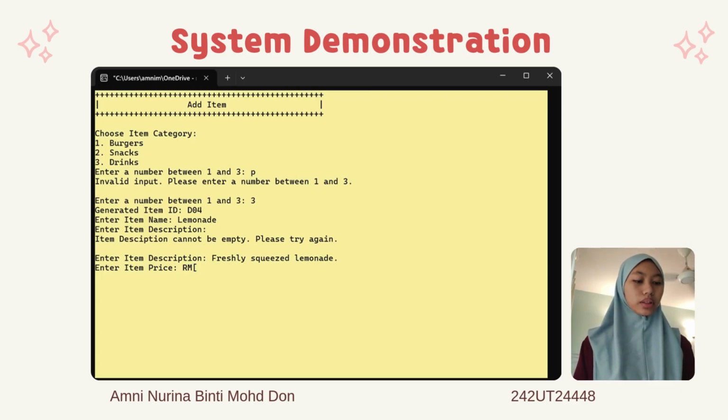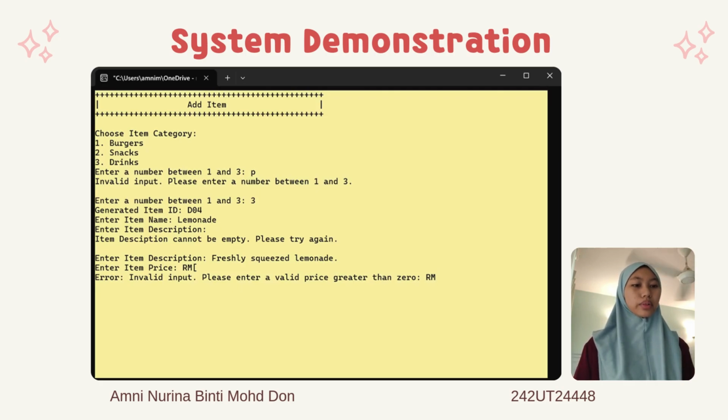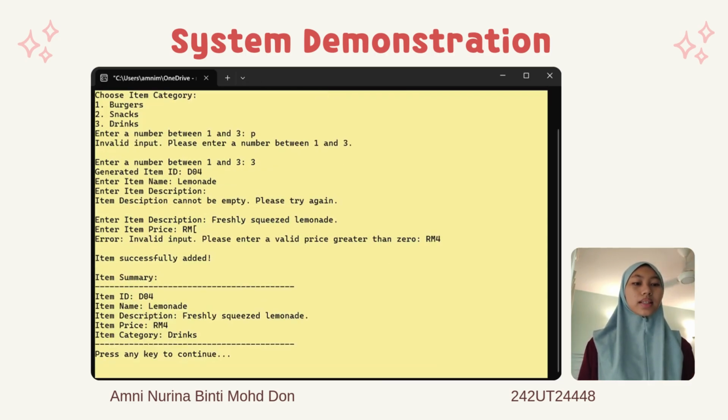Let's say I put a symbol there. An error appears. It says invalid input, please enter a valid price greater than 0. So if you put in non-numeric input or a value that is less than 0, an error will appear. So let's say I just put a ringgit amount. It says item successfully added, and then an item summary will be displayed showing the details of the item.